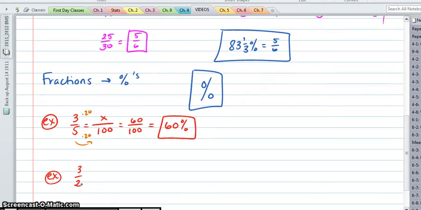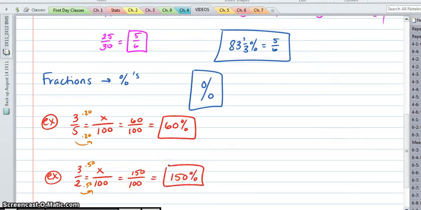3/2 is 1.5. So again, lots of different ways we could look at it. If you want to go ahead and set up a proportion and try to figure out, okay, well, what would this be equal to out of 100? You can do that. It does, again, work out pretty nicely. I'd need to multiply by 50 here. 3 times 50 does give us 150. So we will, in fact, get 150 over 100, and that would lead us to 150%.